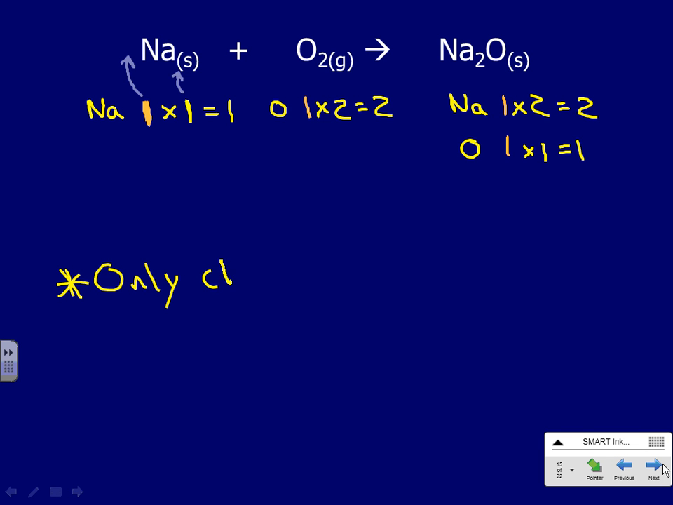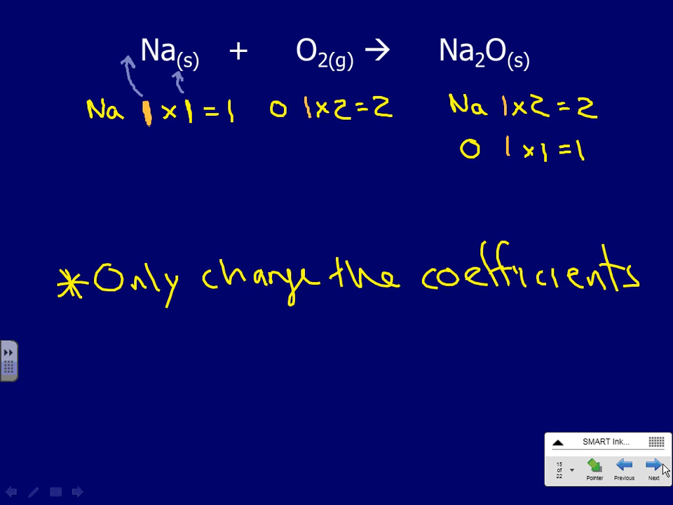Only change the coefficients. I got to say it like that. You know the way it works. And the coefficients are the big numbers. All right? They're the big numbers we put in front of it for a balanced chemical equation.